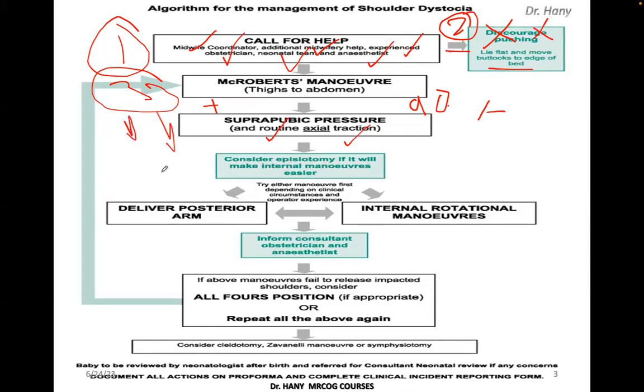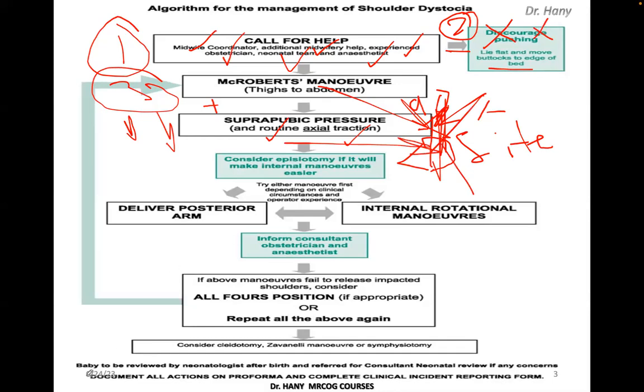Suprapubic pressure means pressure towards the pelvis on the anterior shoulder to make it smaller in size, to be under the symphysis pubis. It has a very important safety point: it should be from the side of the fetal back. So the baby is looking here, I will do the pressure from here to make the shoulder smaller. If I did the pressure from here, I would expand the shoulder, so the woman will not deliver. Axial traction means in the same axis of the baby, not upward, not downwards.